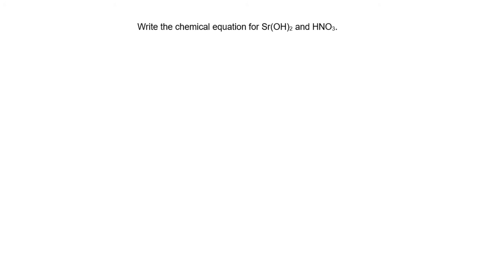Let's take a look at strontium hydroxide first. Strontium hydroxide is one of our common strong bases. Because it is a strong base, we will use a right-hand arrow only. It will produce the strontium cation and the hydroxide anion. Notice that we do balance this equation.